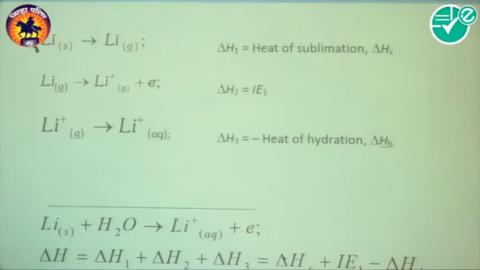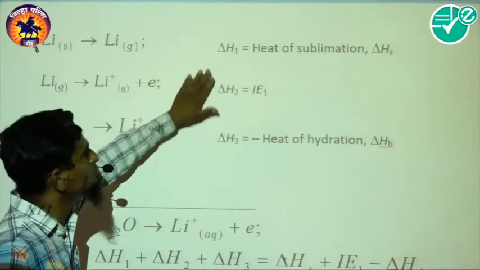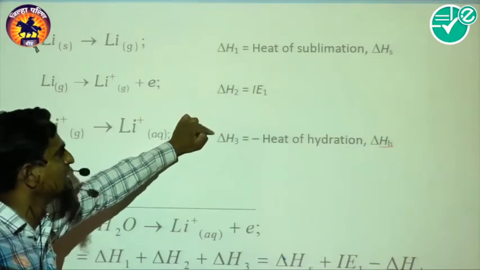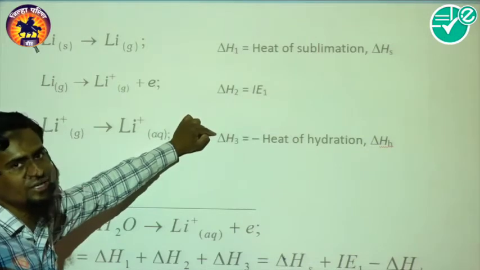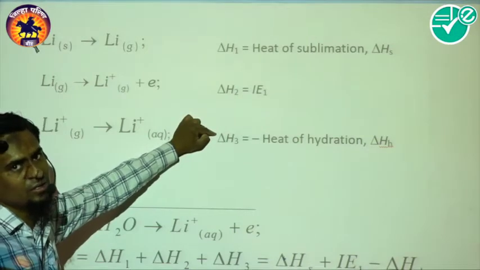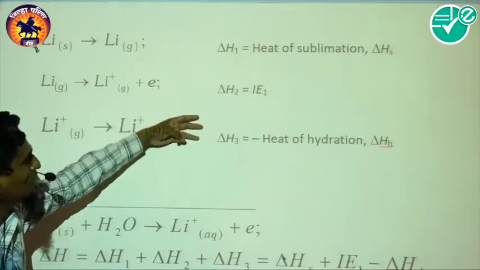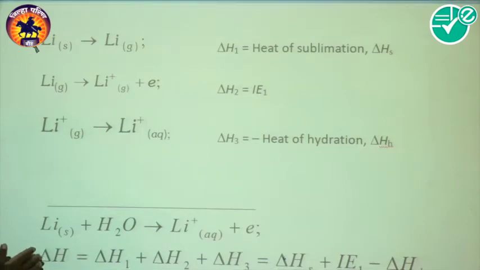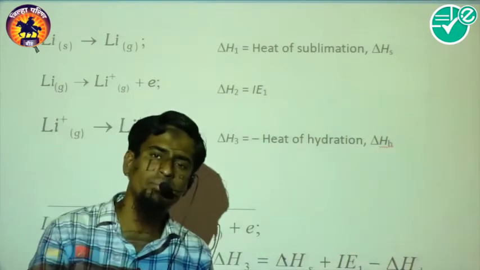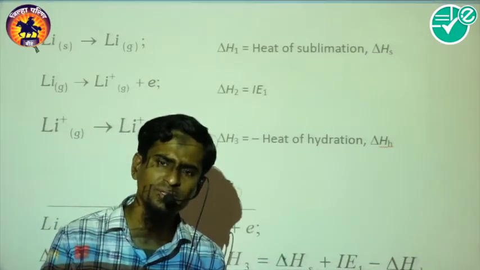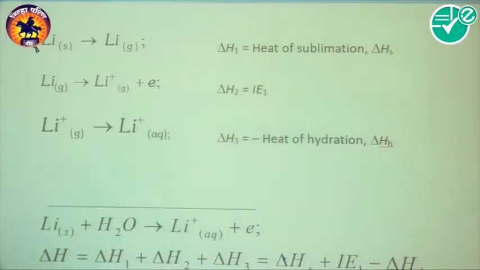So dear students, reducing nature basically depends on all these three values: heat of sublimation, enthalpy of ionization, and enthalpy of hydration or heat of hydration. If you do the sum of all these three terms, then you will find that this value for all these processes for lithium is more as compared to other alkali metals. Okay, is it clear? Then move towards the next concept.